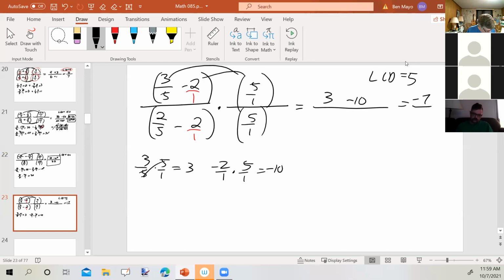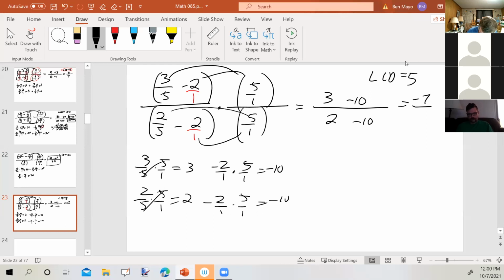Let's see here. In the denominator, 2/5 times 5 over 1 would be 2. And then minus 2 times 5 over 1 would be minus 10, which is -8. But negative divided by negative is positive, so our final answer is 7/8. Any questions there?